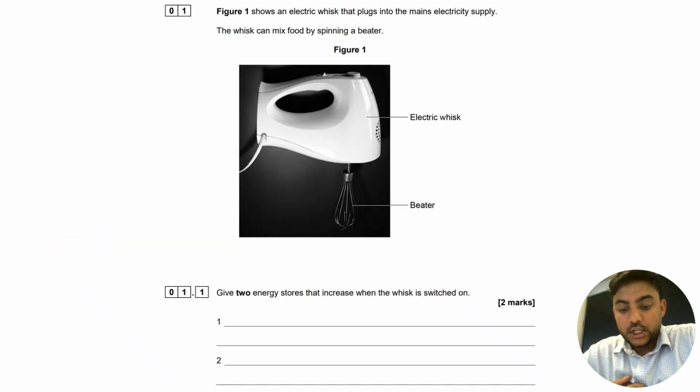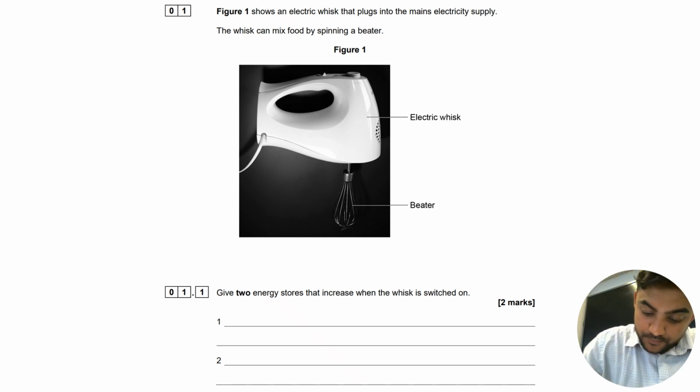Figure 1 shows an electric whisk that plugs into the mains electricity supply. The whisk can mix food by spinning a beater. Give two energy stores that increase when the whisk is switched on. So when switched on, the beater spins. This movement increases the kinetic energy of the whisk.